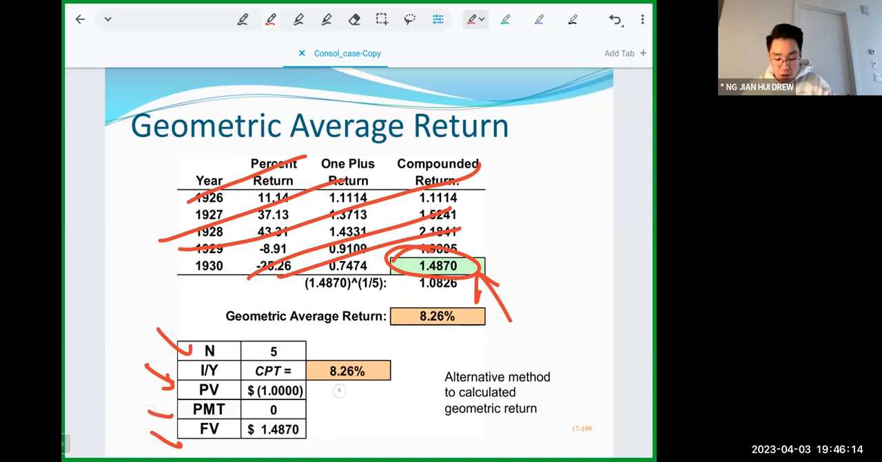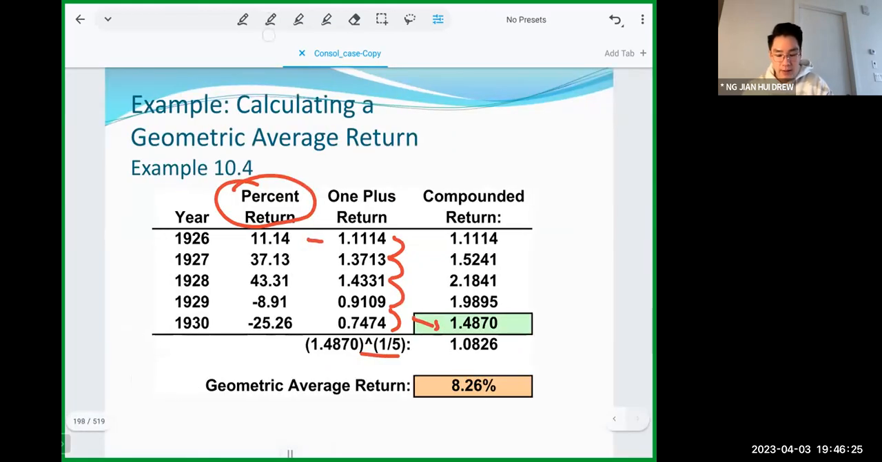We can actually calculate the geometric average like this, and it gives you 8.26%, which is exactly the same as if we use the formula given in the question.